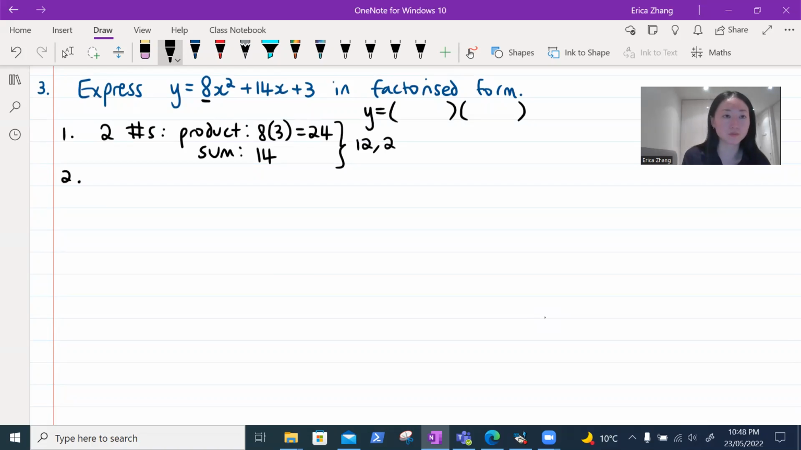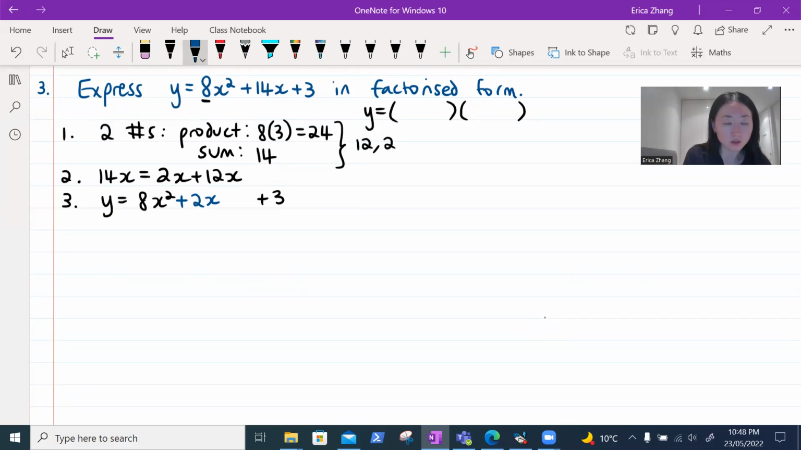Step 2. Okay, 14x is equal to 2x plus 12x. And step 3, we're just rewriting our equation using our new linear terms. Finally, we factorize by grouping.